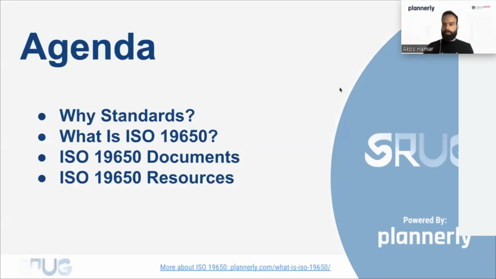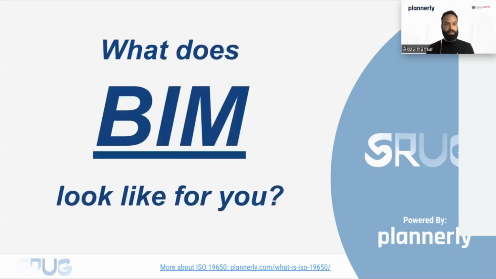So a little bit of the agenda. We are going to talk about ISO 19650 as a standard. So let's talk about why we need standards at all. Then what is ISO 19650? And then we go into the implementation part of things about different documents, abbreviations, processes, resources that we will have to talk about. So let's start with the first one.